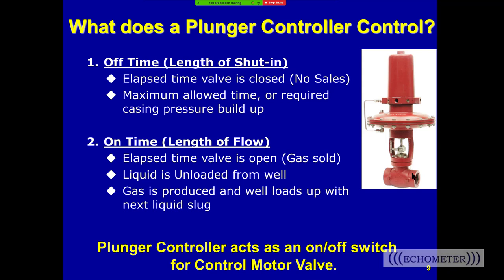And the pressure in the well starts to build, both in the tubing and the casing. And the plunger during this off time is falling down the tubing. And then when the controller sees a certain set of conditions based on the control algorithms that are set in the controller, then the motor valve is opened by the controller and the well is on, like an on and off switch. And then the gas and liquid is unloaded from the tubing and gas is surging out of the casing into the tubing, and the well unloads the liquid and then holds the pressure at the surface when the plunger arrives.